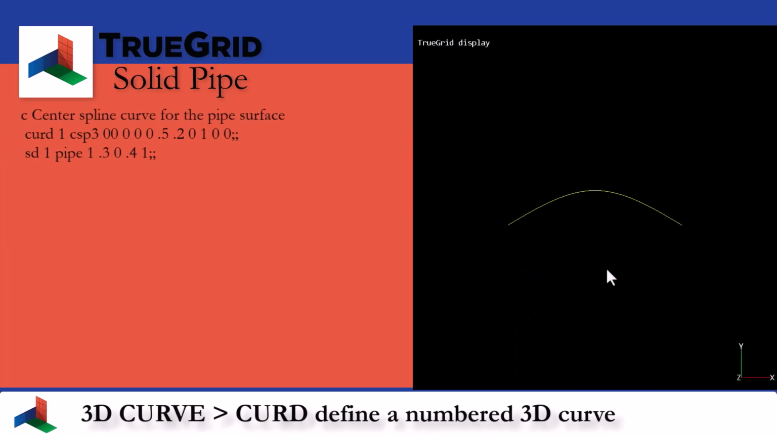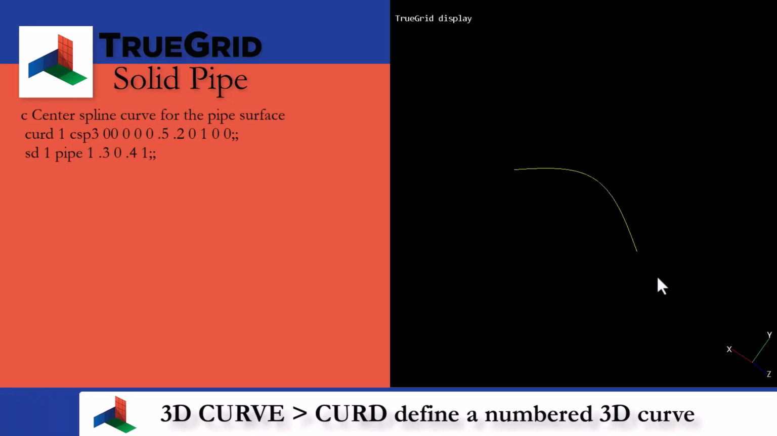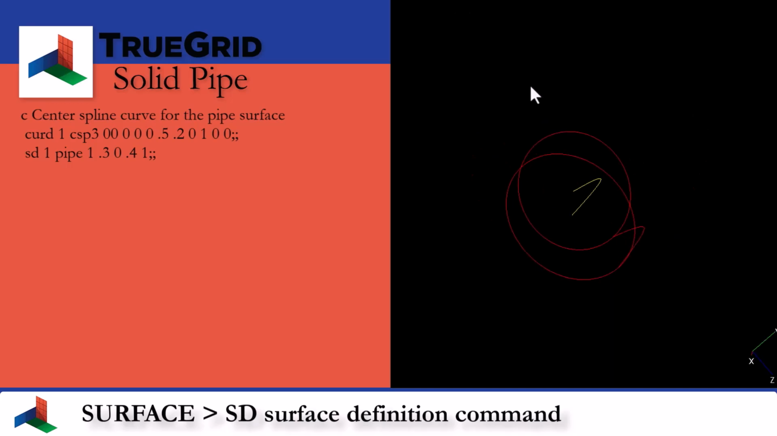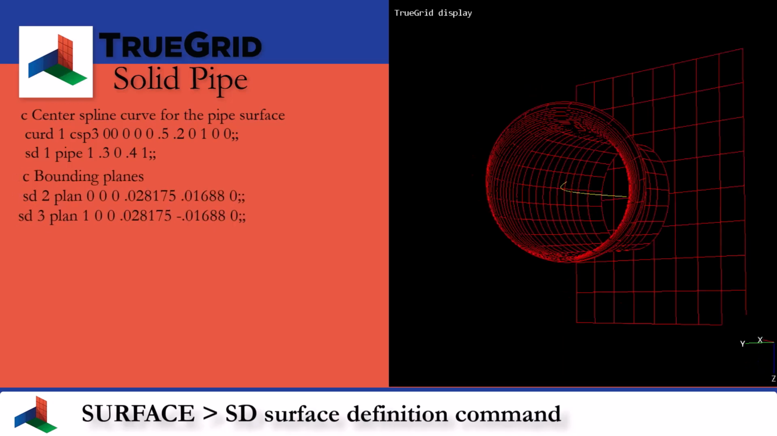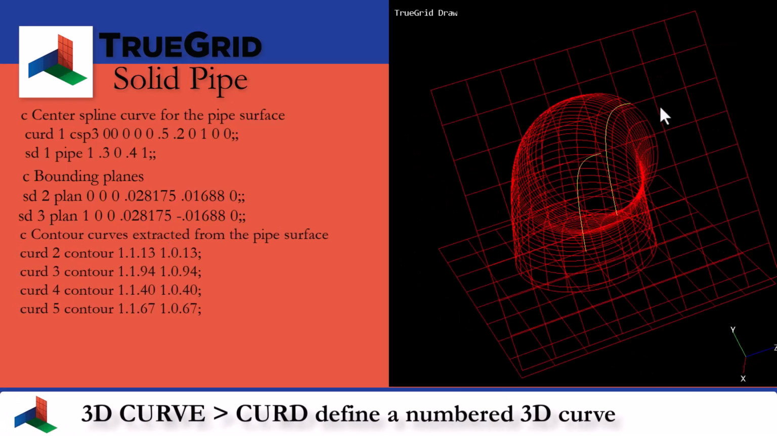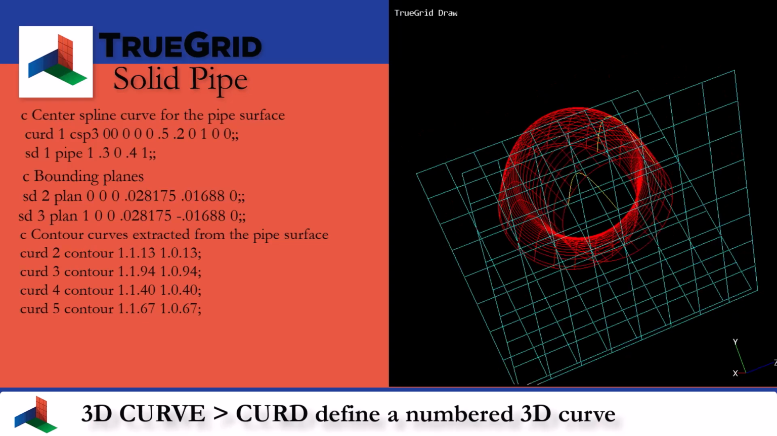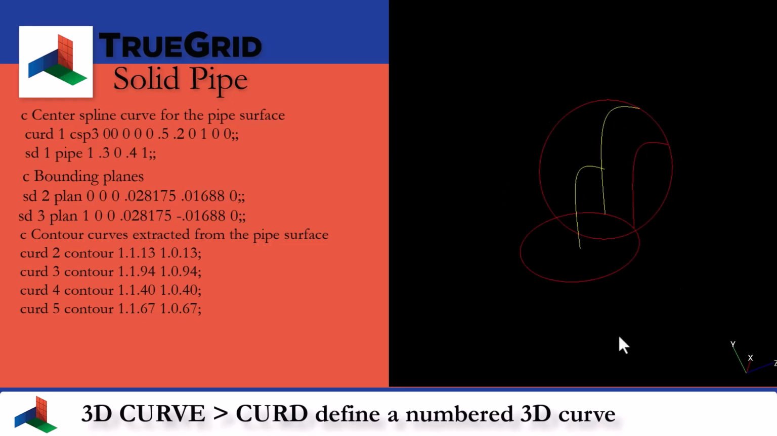The first step in the construction is to create the geometry. A 3D spline curve forms the center line of the pipe. The pipe surface, with varying radius, is formed along this curve. 2 additional surfaces are used to form the ends of the pipe. 4 curves along the pipe surface will be used to initialize the outer edges of the mesh. In this example, they're extracted from the pipe surface. These are known as contour curves.